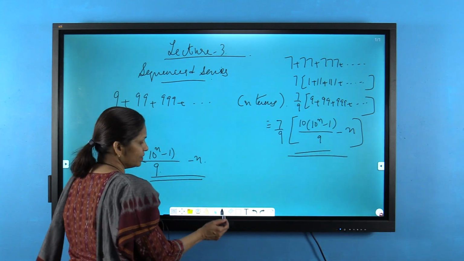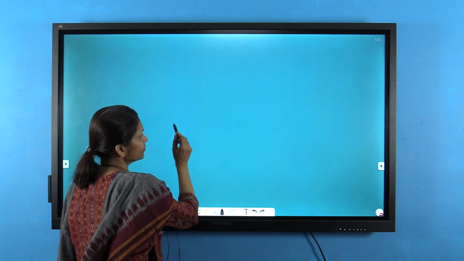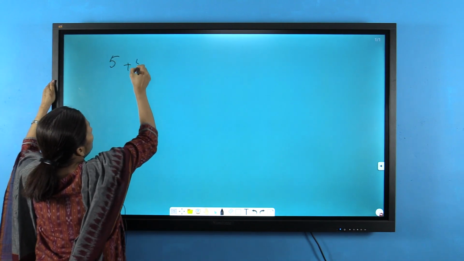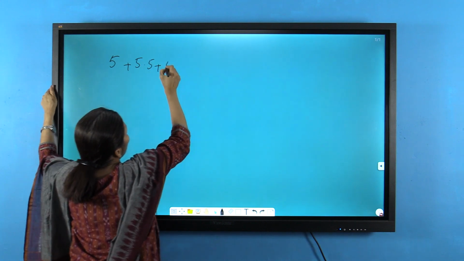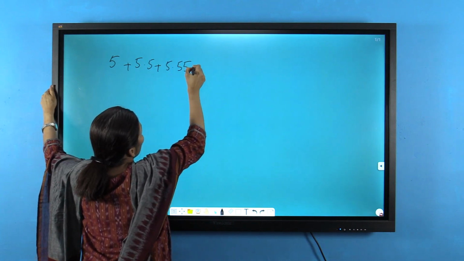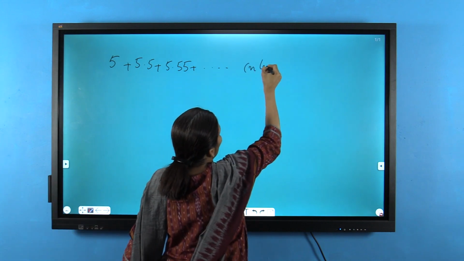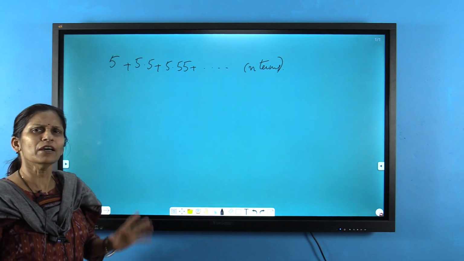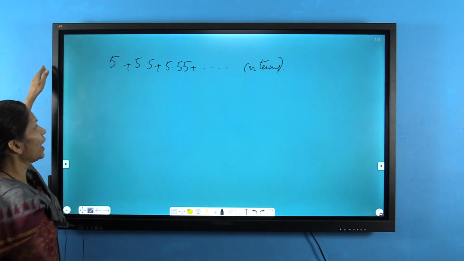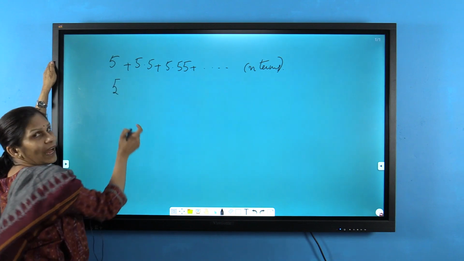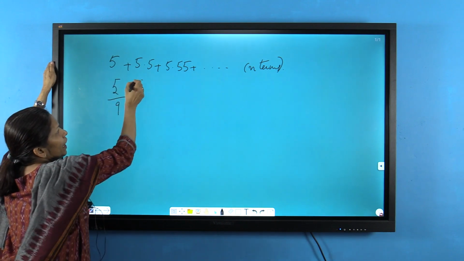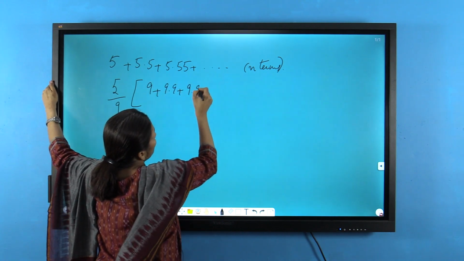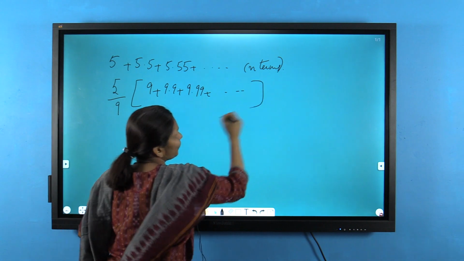Now, what happens if you have something like this? 5 plus 5.5 plus 5.55 plus etc. up to n terms. Okay, I told you that similarly 9 has to be introduced. So, what I do is take a 5 out and then multiply and divide by 9. So, I would have 9 plus 9.9 plus 9.99 plus so on.